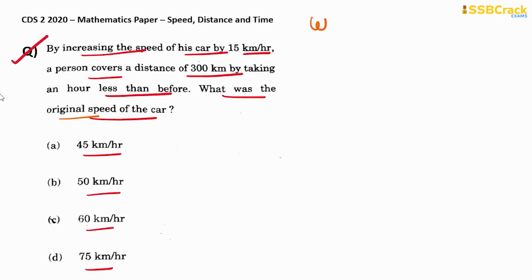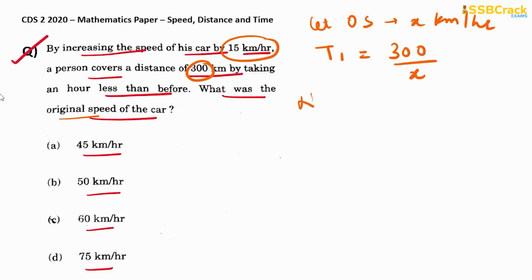So let the original speed be x kilometers per hour. Now the total distance that he has covered is 300 kilometers. So time taken, that is T1, will be equal to 300 by x, that is distance upon speed. Now it is given that the speed is increased by 15 kilometers per hour. So the new speed will be x plus 15, and the new time, T2, will be equal to 300 upon x plus 15.